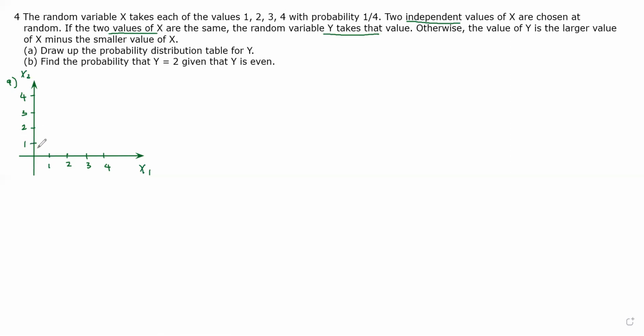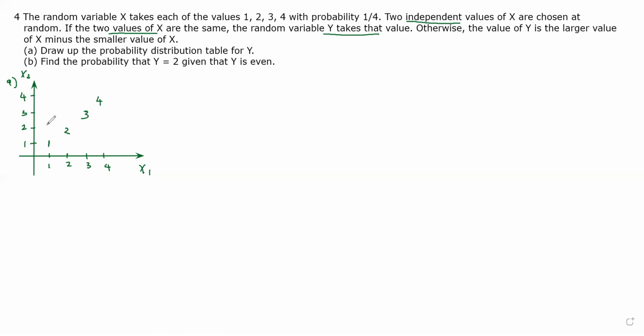So if the first and the second one is 1, then you have a value of 1 for y. And we have a value of 2 here. 3, 3 is a 3. And then 4, 4 is a 4. That will give you a value of 4. If the values of x are different, we just find the absolute value.